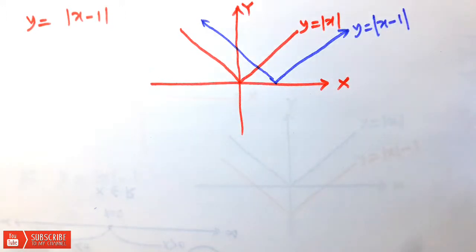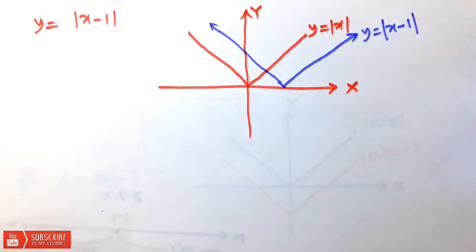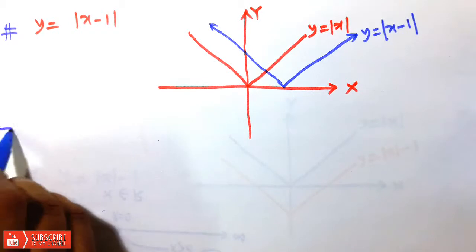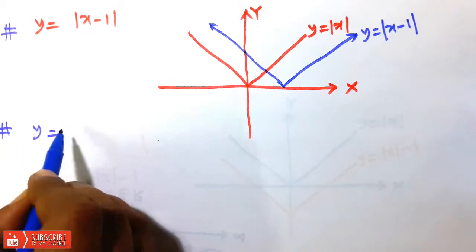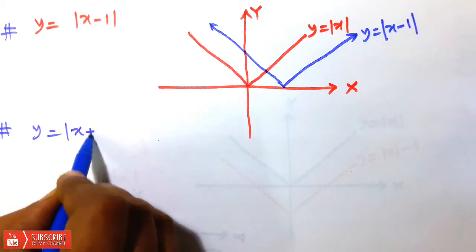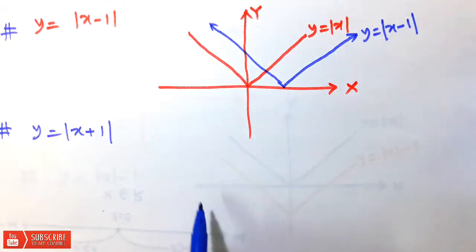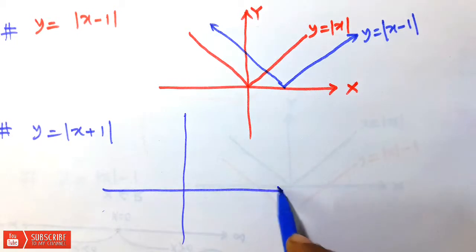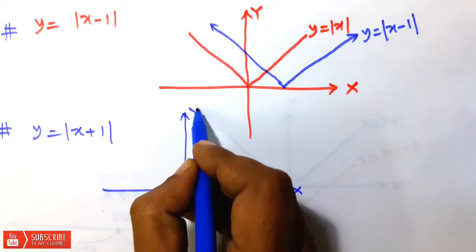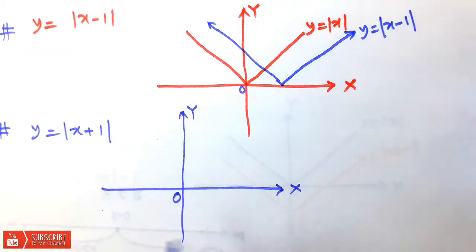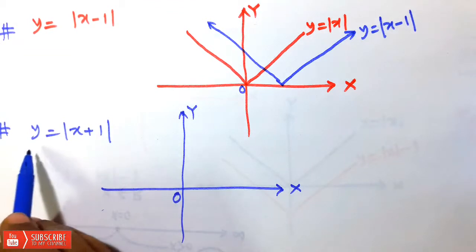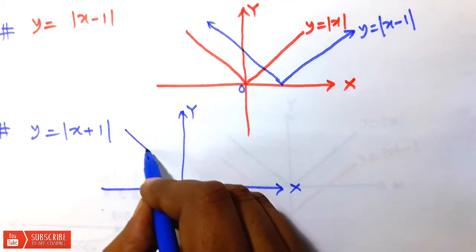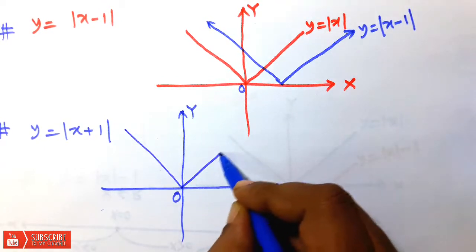Clear? Next, we want to draw another graph of y is equal to whole modulus of x plus 1. Similarly, we draw another graph. Here this is x-axis, y-axis, origin, and you know friend, y is equal to mod x. This is y is equal to mod x.